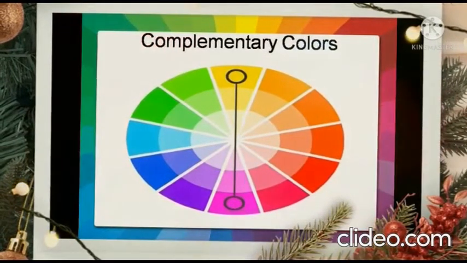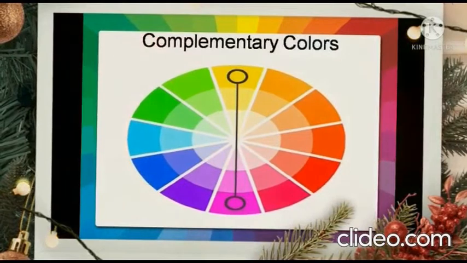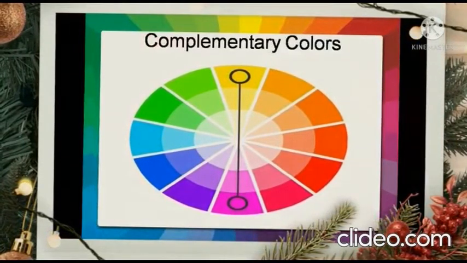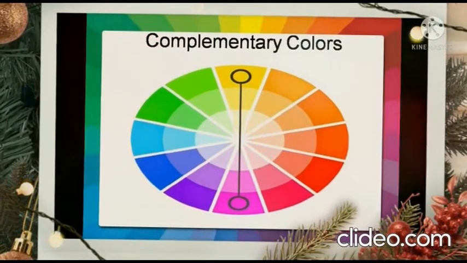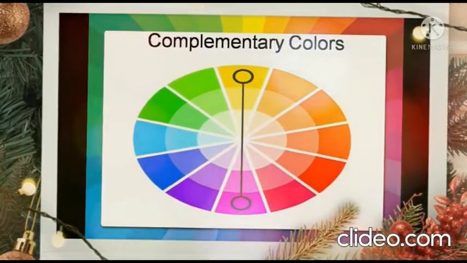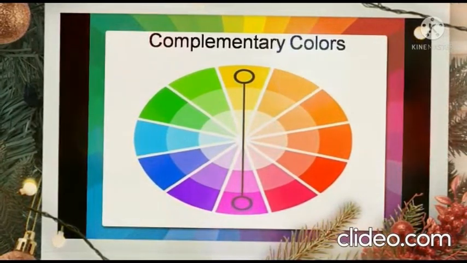For example, if we choose yellow, the complementary color is violet. If we choose green, the complementary color is red.